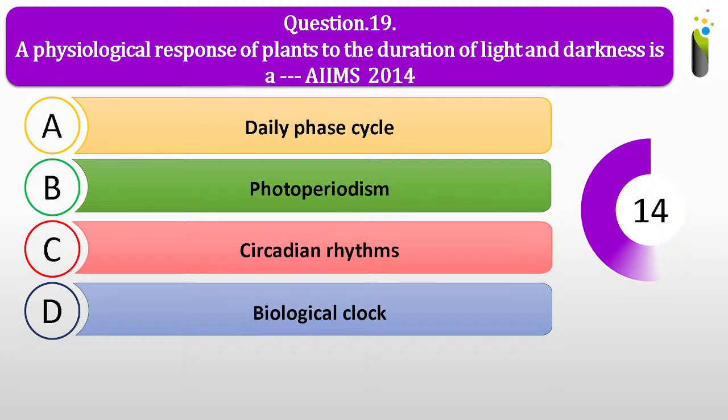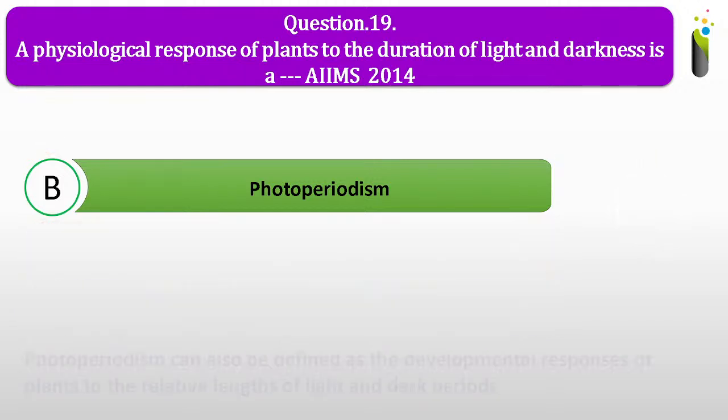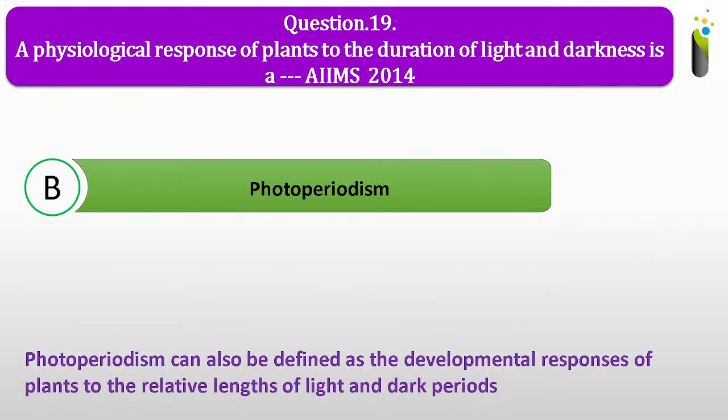So what should be the answer? A physiological response of the plants to the duration of light and darkness. And the correct answer for this question is photoperiodism. See, photoperiodism can be defined as the developmental responses of the plants to the relative lengths of the light and the dark periods. So your correct answer for question number 19 is B.